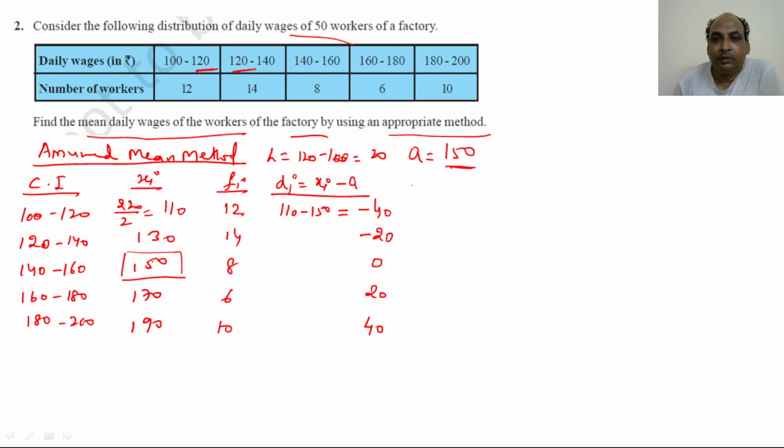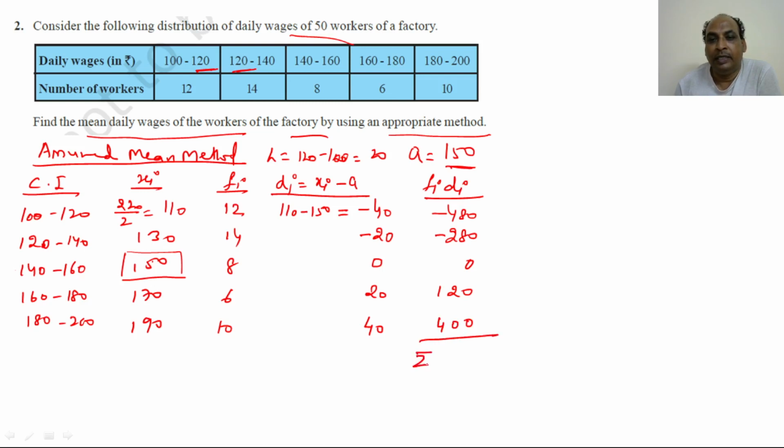Now we will be finding out Fi Di. So let us find out Fi Di. 12 into minus 40, minus 480. 14 into minus 20, so minus 280. Okay, this is 0. Then 6 into 20, 120. And 10 into 40, 400.